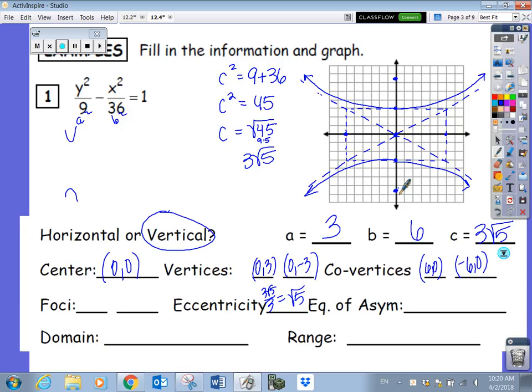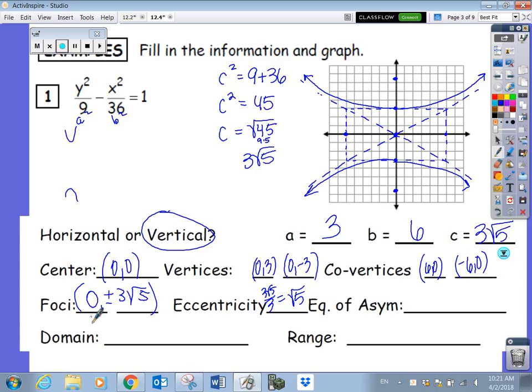You'll notice the further the foci are away from the vertex, kind of the wider the graph is. As it gets closer, the graph gets skinnier. So we can go ahead and write those. So we did not go anywhere left or right, but we went up or down. So we could say plus and minus 3 root 5, or you can do those separate, 0, comma 3 root 5, 0, comma negative 3 root 5. I do not care if you write them separate or together.